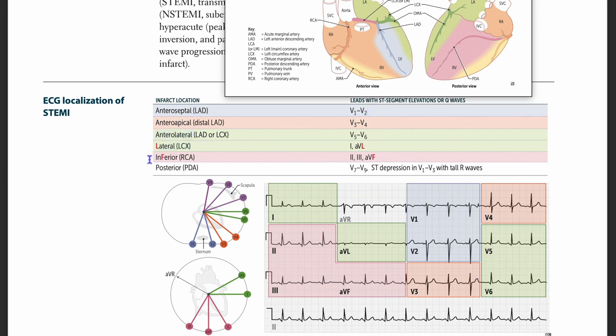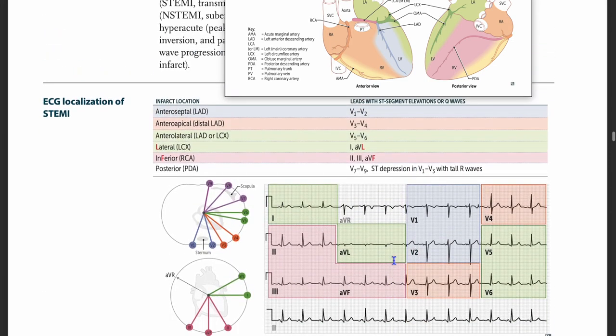Okay, the inferior side is supplied by the RCA, and the posterior side, as the name implies, is supplied by posterior descending artery. This is your V7 to V9. So V7, V8, and V9. This is your scapula. Then you have ST depression in V1 to V3 with tall R waves. Okay. So you might pick it up with these as well if there's an infarction over on this side, with tall waves over here, because it's taking so much time to go around from here to here, right? So that's why it's the tall wave.